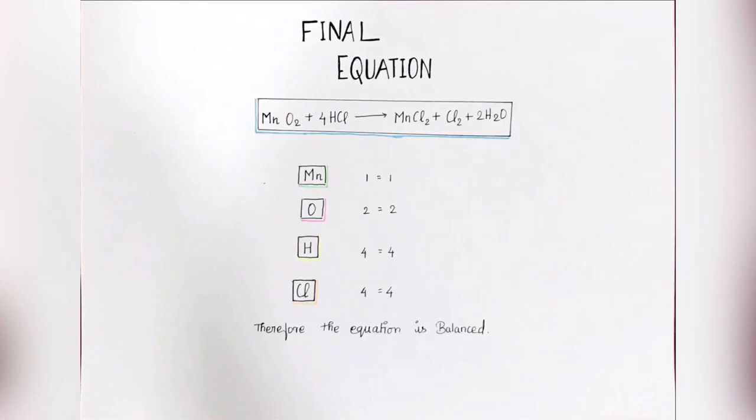And now to check the balanced equation, let's check the atomicity of the elements. For manganese, the atomicity is 1 on both the reactant and product side, and for oxygen, the atomicity is 2 on both sides. For hydrogen, the atomicity is 4 on both the reactant side and product side. And for chlorine, the atomicity is 4 on both sides. Therefore, we can understand that the equation is balanced.